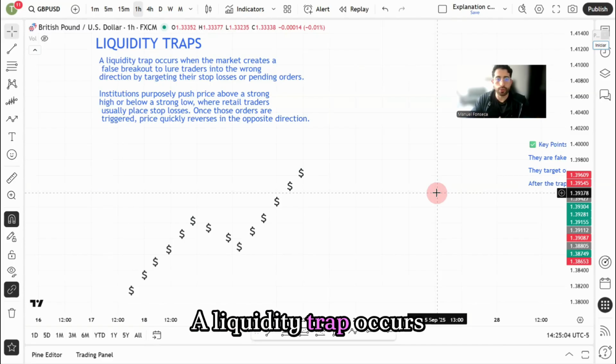A liquidity trap occurs when the market creates a false breakout or lures traders into the wrong direction by targeting their stop losses or pending orders. This actually happens in all time frames, but especially in lower time frames, like 5 minutes, 15 minutes, or below that range.